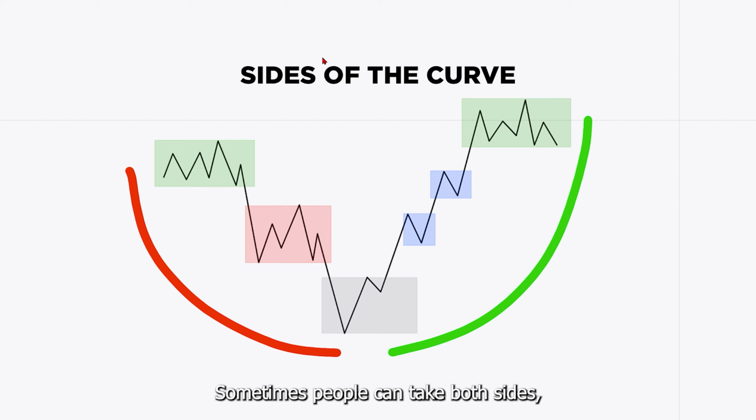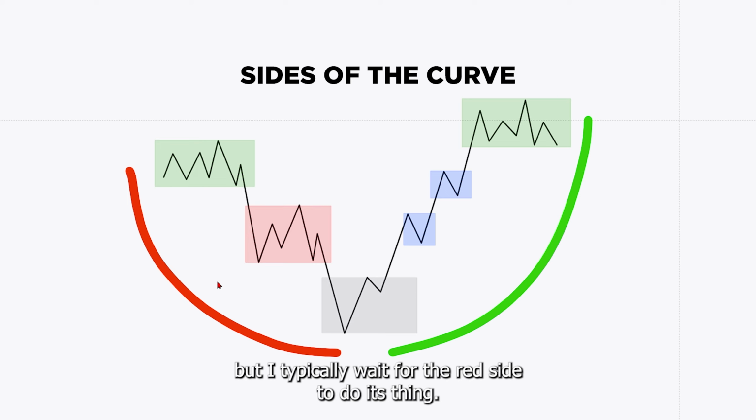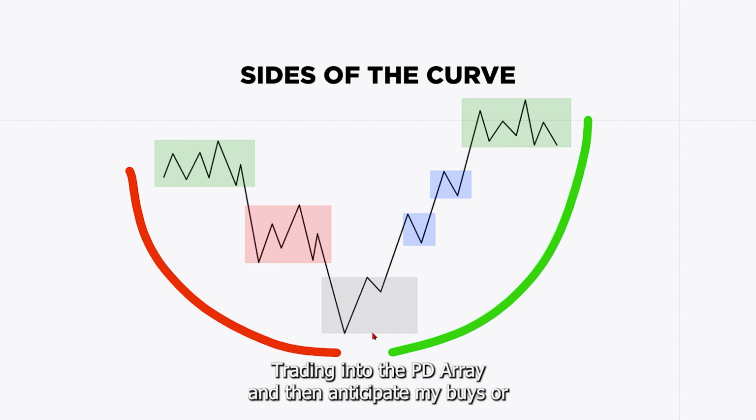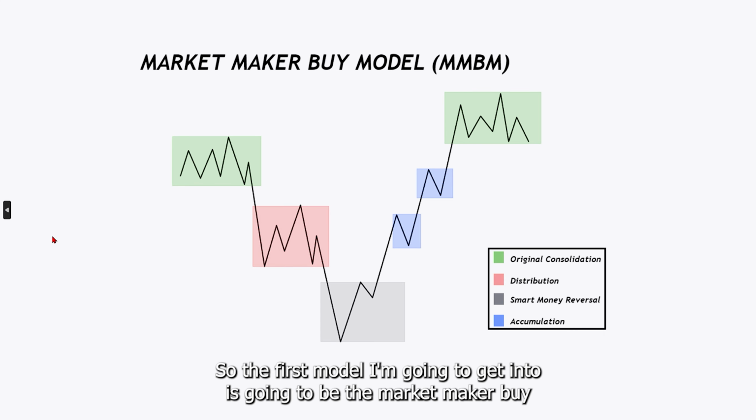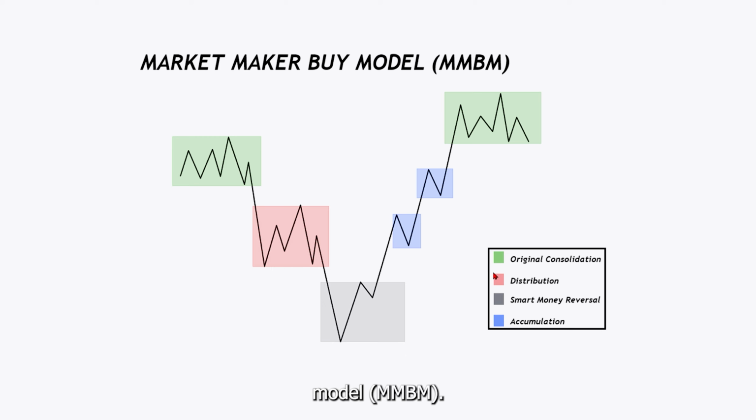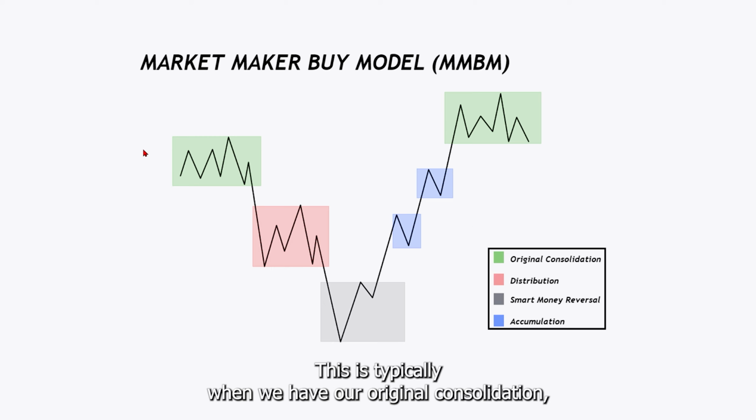It's either you can take the way down or take the way up. Sometimes people can take both sides, but I typically wait for the red side to do its thing, trade into a PD array, and then I anticipate my buys or my sells on the green side of the curve. So the first model I'm going to get into is going to be the market maker buy model. This is typically when we have our original consolidation.